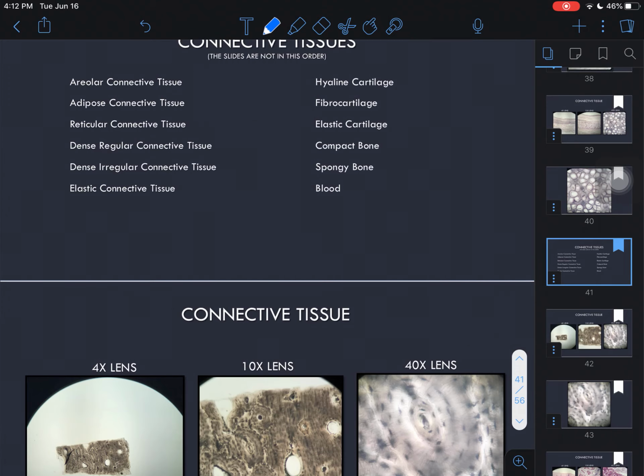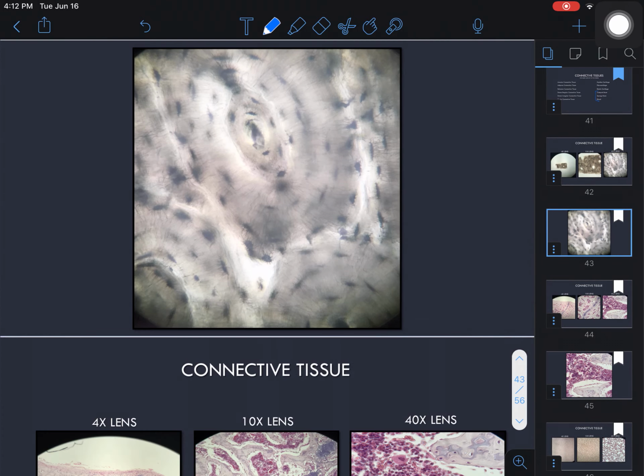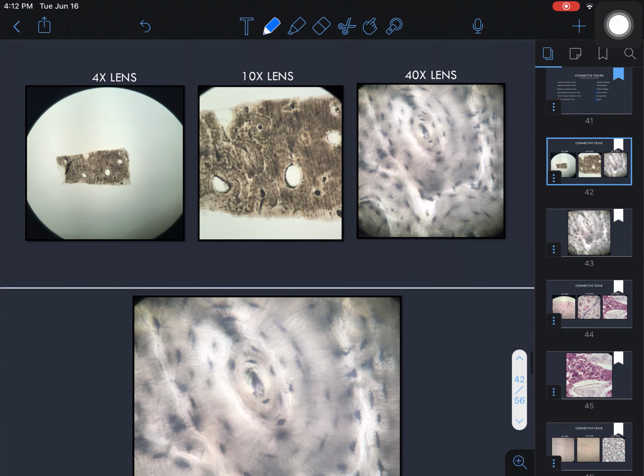Okay, so here's our final 3 connective tissues that we're going to go over. Bone, spongy bone, and blood. These are very, very obvious. So here, again, starts at the 4x, the 10x, the 40x lenses.